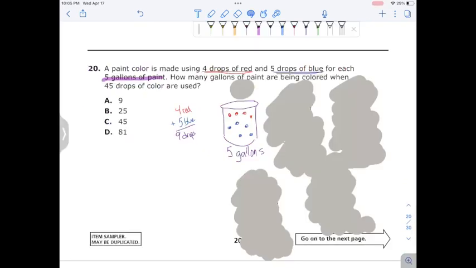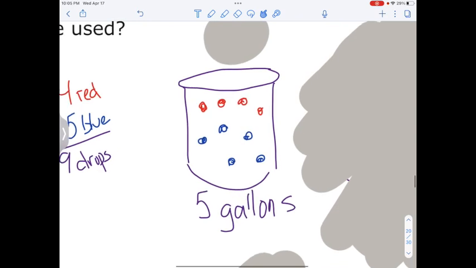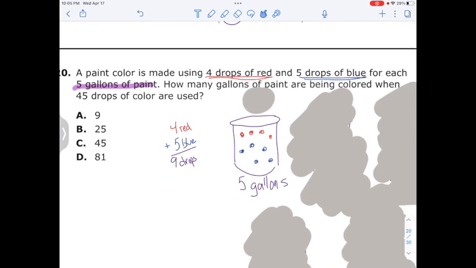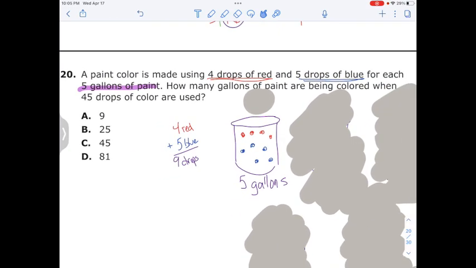All right, problem number 20 says we're using 4 drops of red and 5 drops of blue for 5 gallons of paint. So that's what I drew here. This is my paint bucket. There's 4 drops of red, there's 5 drops of blue, and that's 5 gallons. We need to figure out how many gallons of paint are being colored when 45 drops of color are used.